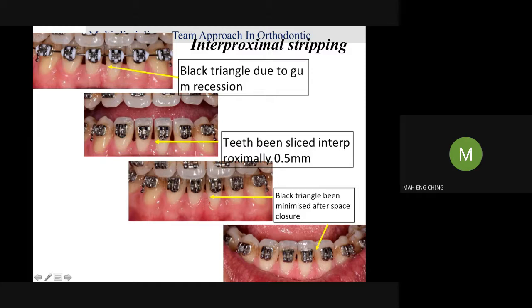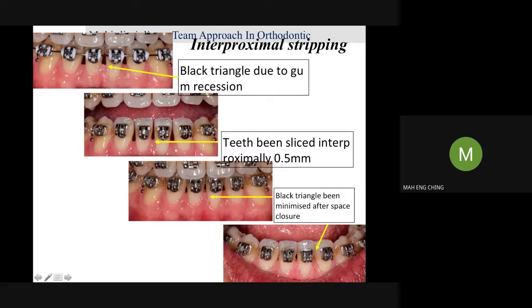black triangle can happen very commonly. So how we reduce a black triangle is to cut the teeth. They call it interproximal stripping or reduction. What we do is use a very sharp instrument, sometimes a diamond disc, or sometimes a very long taper fissure bur, then just slide in between the two a little bit. Only on the enamel, not on the dentin. If you reach the dentin, you will cause sensitivity. So we slide a little bit left and right, left and right, creating a gap of about 0.5 to 1 millimeters. So when you start closing the gap, this triangle is going to become smaller.